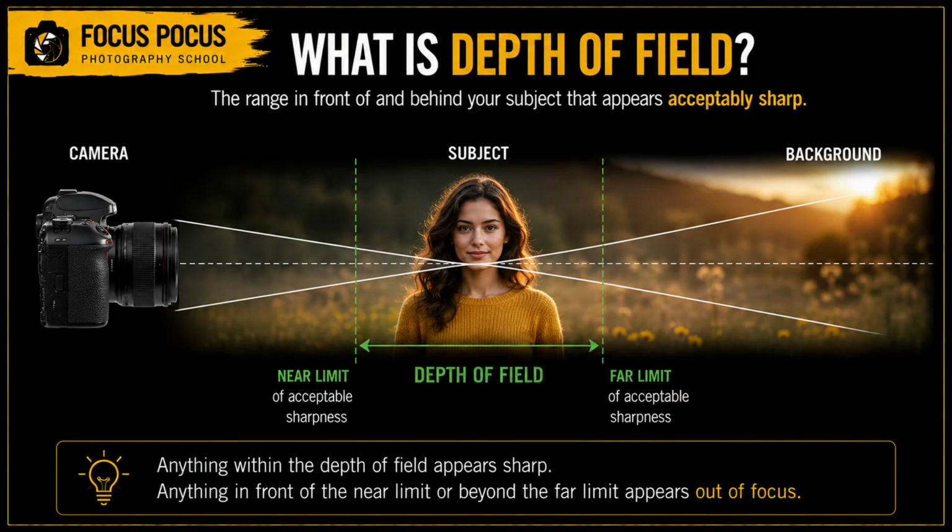In the last video, we learnt that depth of field is simply the zone that appears acceptably sharp in front of and behind your focus point. What actually changes the size of that sharp zone?